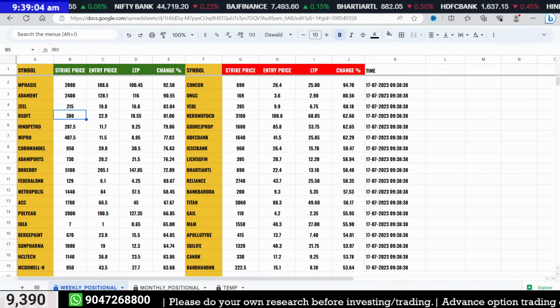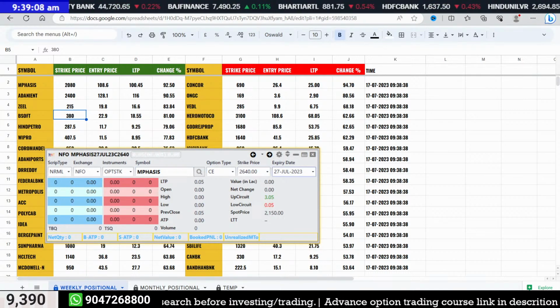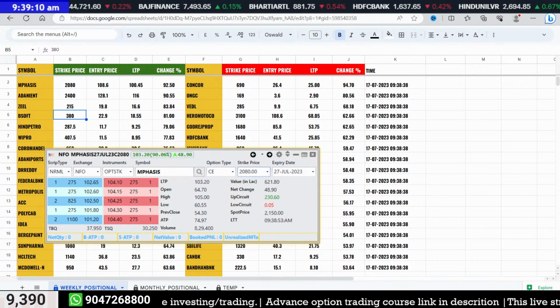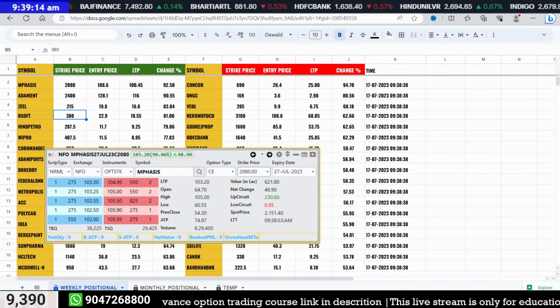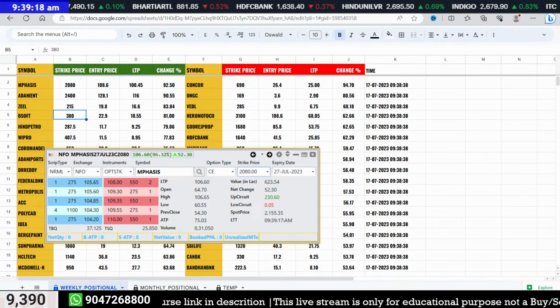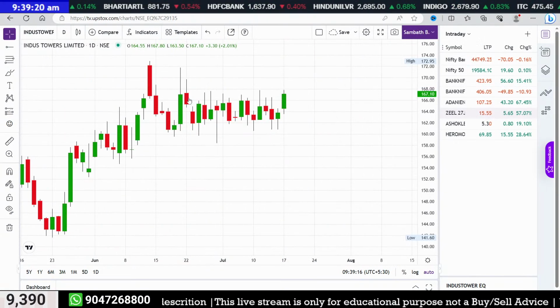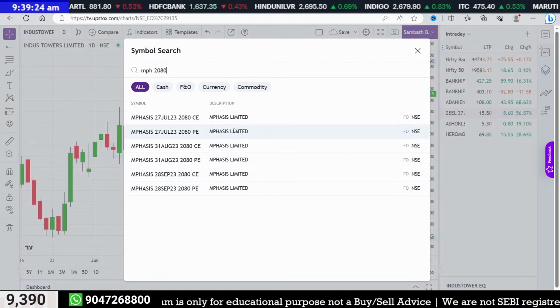MPS 2080 will let us be liquid. Volume is also good, 275 lot size. The breakout is around 108.6. That should be liquid. Let me track this one.